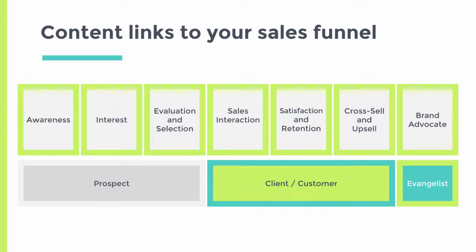Now, content changes throughout this sales funnel. The audience's needs change throughout this sales funnel. So for the purpose of this 7-day challenge, we want to feed the top of the sales funnel. That's awareness, interest, evaluation and selection.